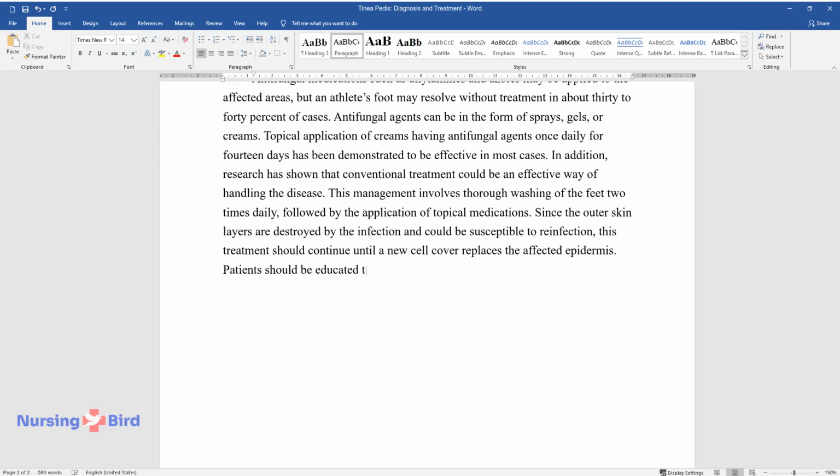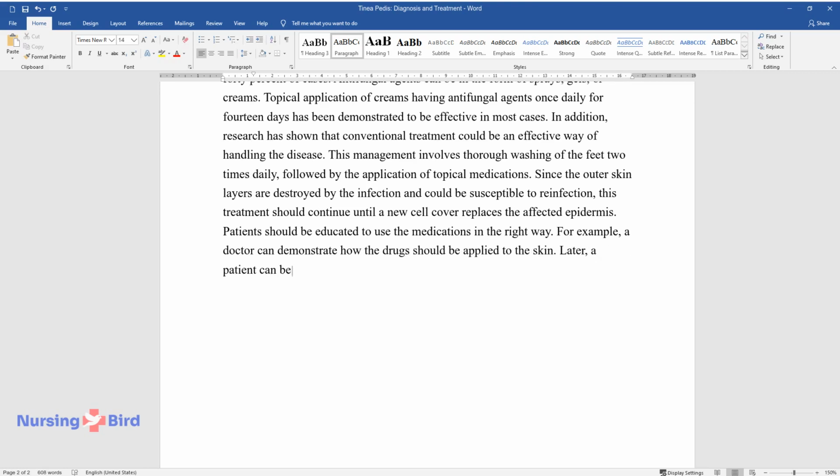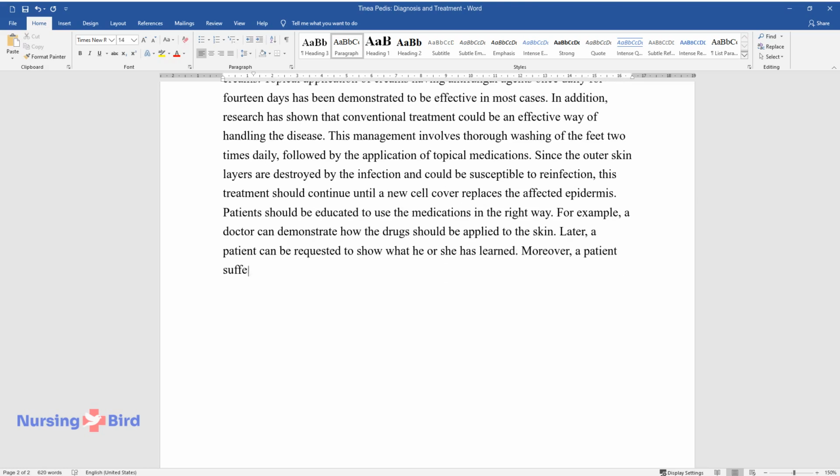Patients should be educated to use the medications in the right way. For example, a doctor can demonstrate how the drugs should be applied to the skin. Later, a patient can be requested to show what he or she has learned. Moreover, a patient suffering from Tinea Pedis should be taught how he or she can ensure that feet are clean.